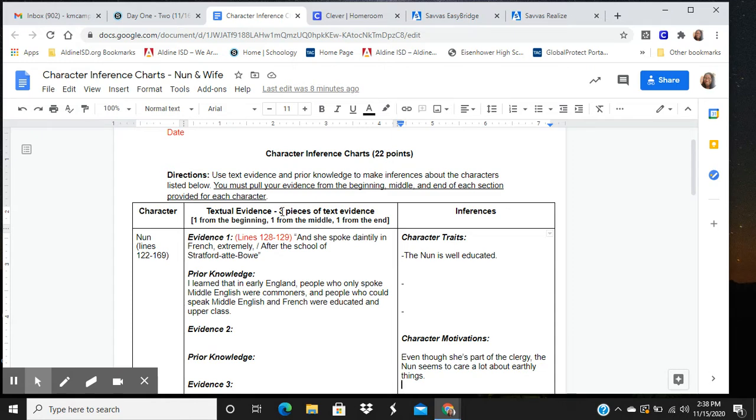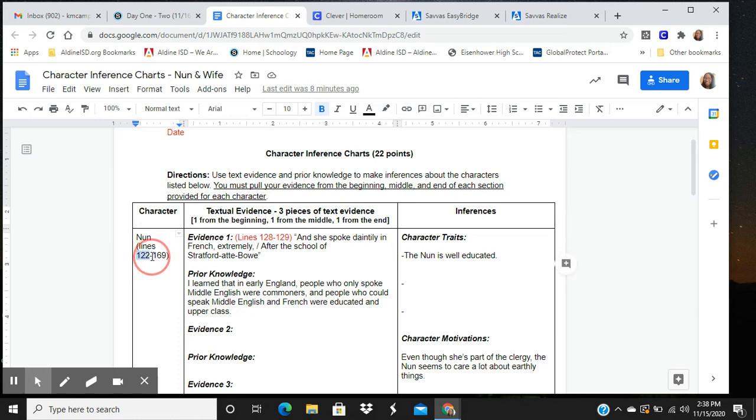So to begin, as you can see, you need to have 3 pieces of text evidence for each character that you are analyzing. And your text evidence needs to come from the beginning of their section, from the middle of their section, and also from the end of their section.